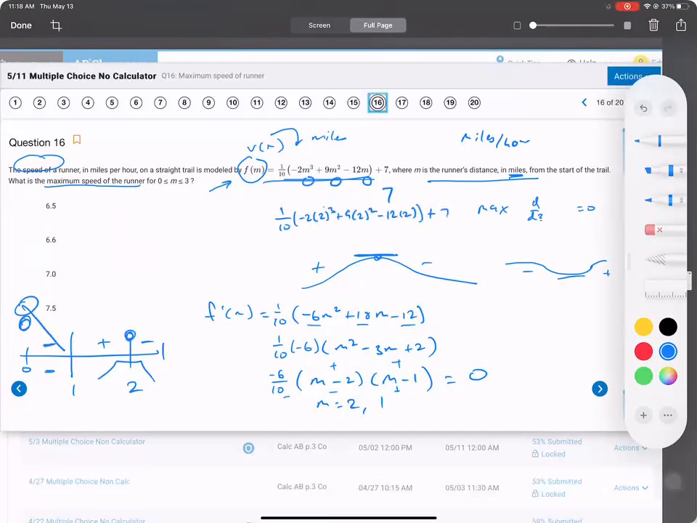That's 8 times 2, which is negative 16. 2 times 2 is 4, times 9 is 36. 12 times 2 is 24. And so this becomes 24.